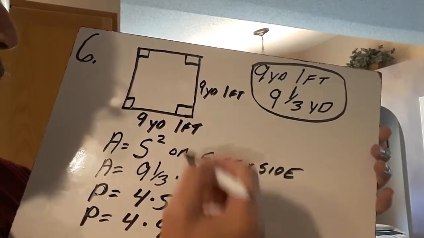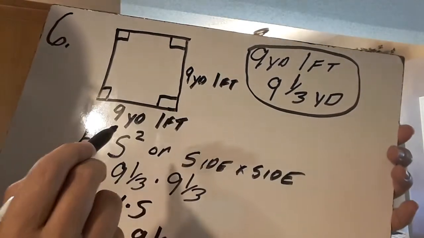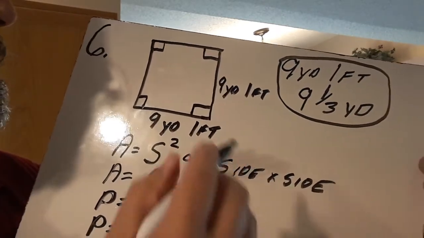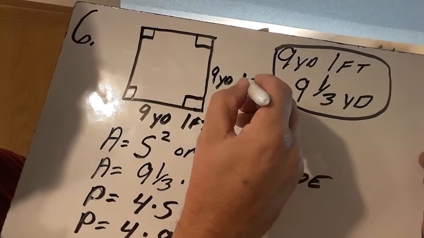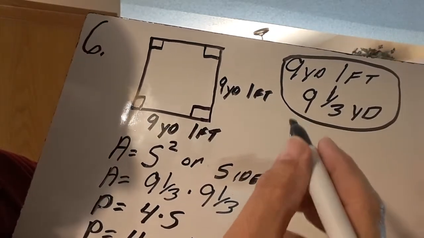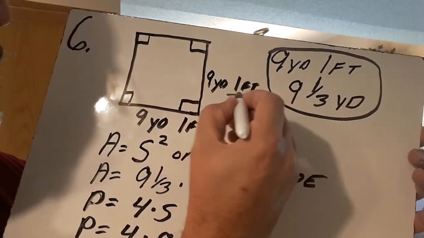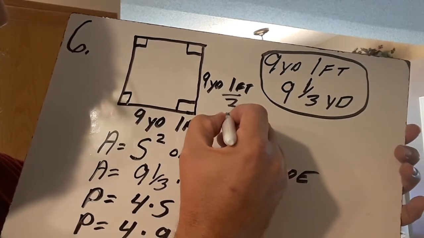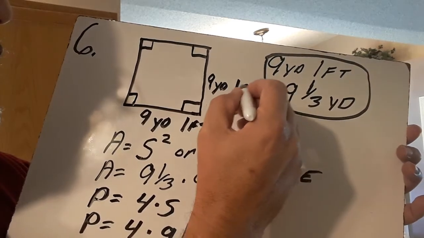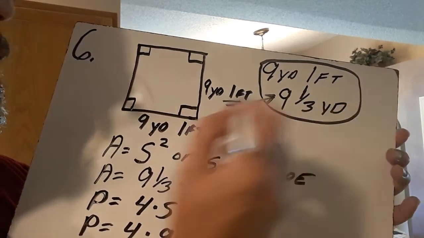Now, the tricky part is it gives it to you in 9 yards, 1 foot. You can't multiply feet and yards together. You can't do that, all right? So you have to change that foot to yards. Well, how many feet are in a yard, class? 3, right, 3 feet in a yard. You've got 1 out of 3. So you have 9 yards and 1 foot, which is the same as 9 1/3 yards.